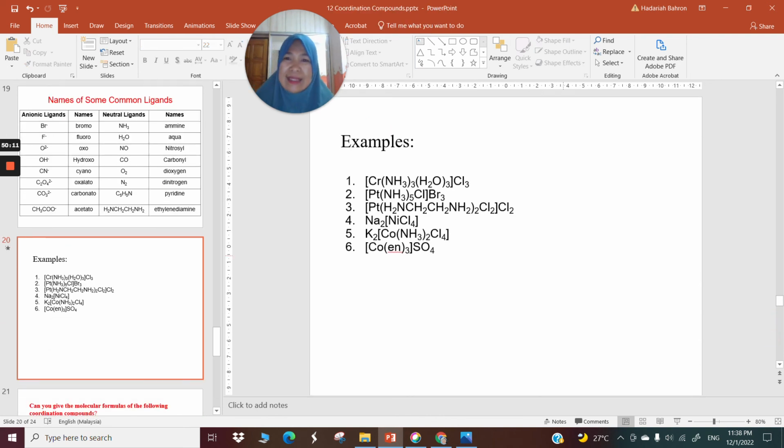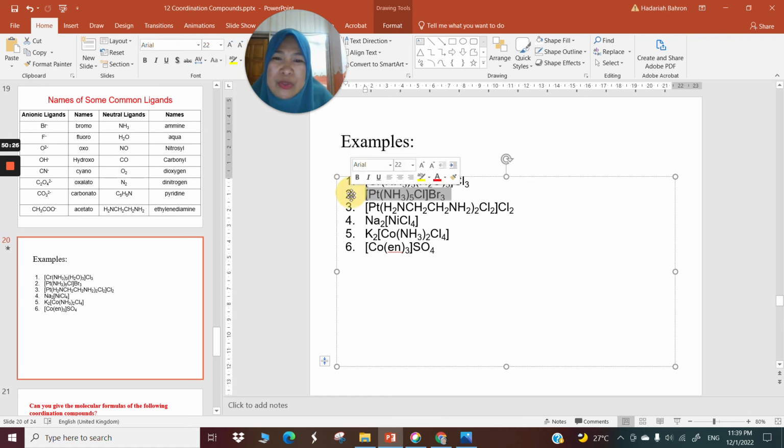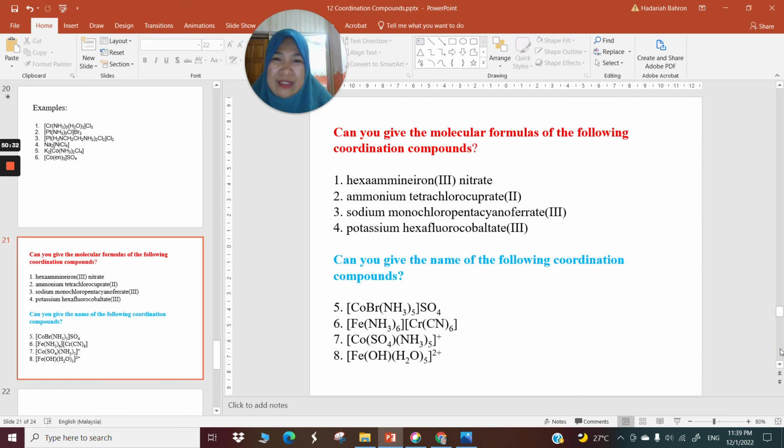So with that, I'm going to give you these 6 coordination compounds to name. Please name them. The answer is here. We're going to discuss the answers later. So please name number 1, number 2, number 3, 4, 5, and 6. And I'm going to ask you in the lecture later next week.